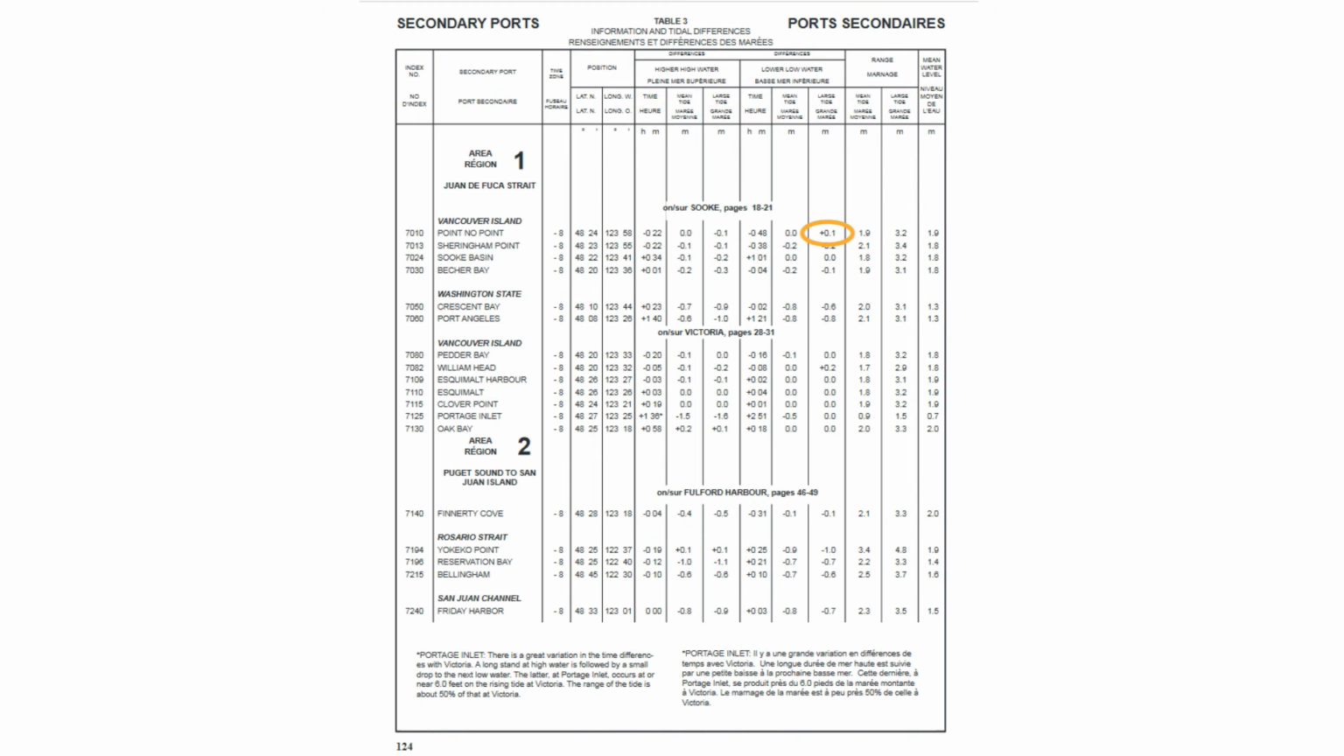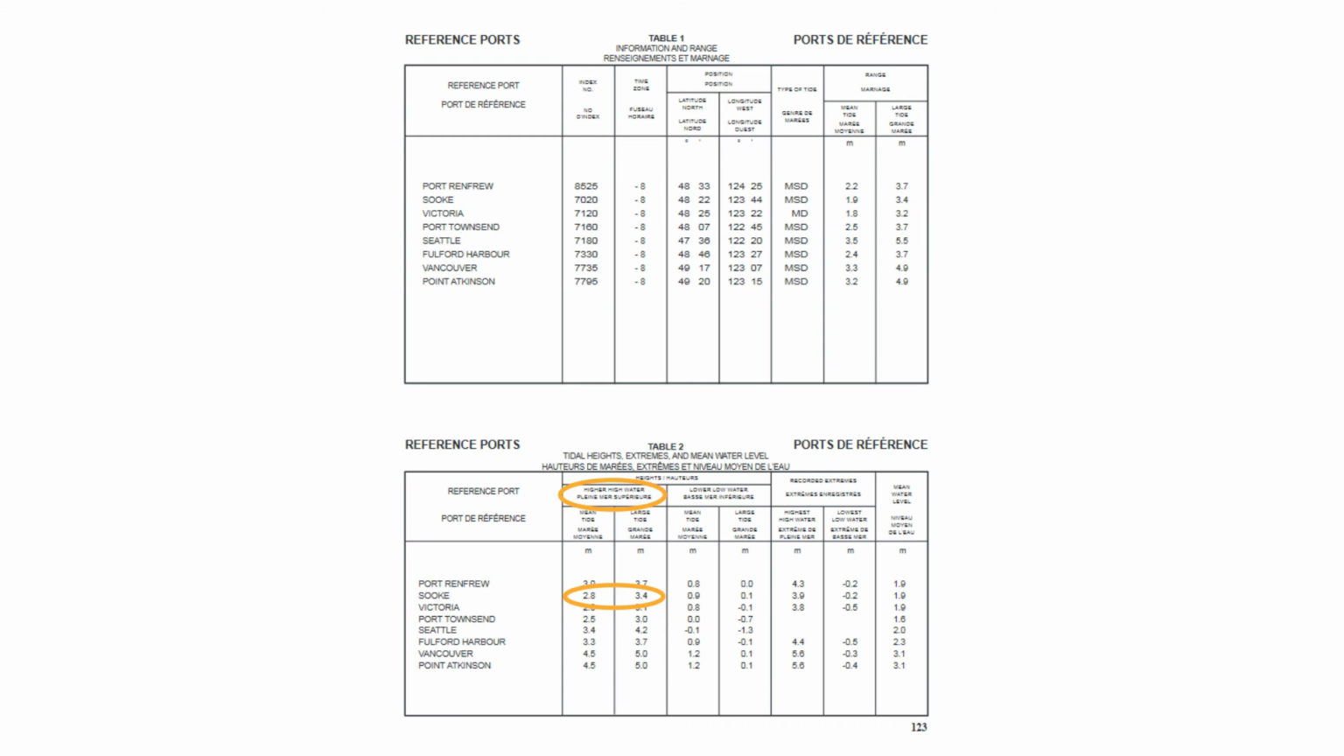But how do we know what is a mean tide and what is a large tide? To find this, we go to Table 2. Here, for Souk, a mean high tide is 2.8 meters, and a large high tide is 3.4 meters. And remember, these are all heights above chart datum. A mean low tide is 0.9 meters, and a large low tide is 0.1 meters. Remember, a large tide isn't a high tide, it's a tide with a large change. So for a low tide, 0.1 meters is a larger change than 0.9 meters.